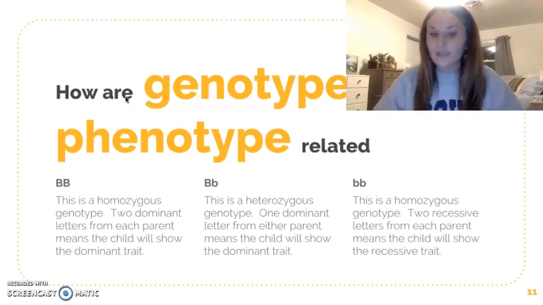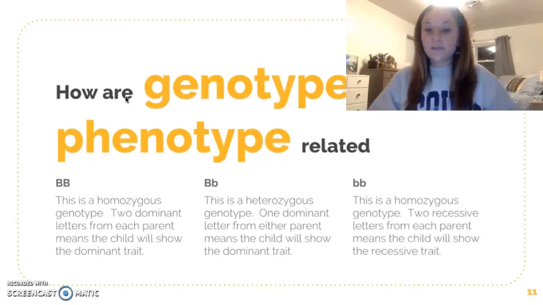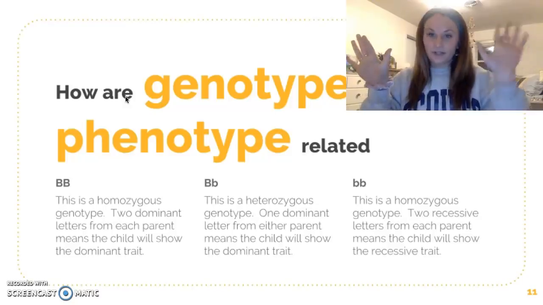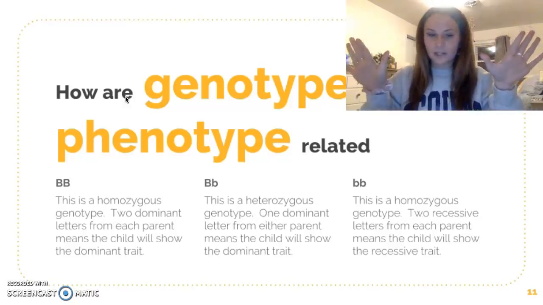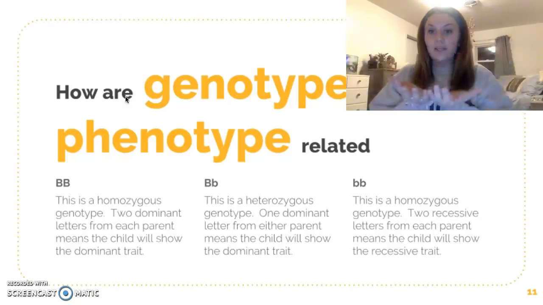Now they're capital B's because they received a dominant trait from both of their parents. Mom had a dominant, dad had a dominant trait. So now, obviously, this kid has two dominant traits inside of him. Two dominant letters from each parent means the child will show the dominant trait.